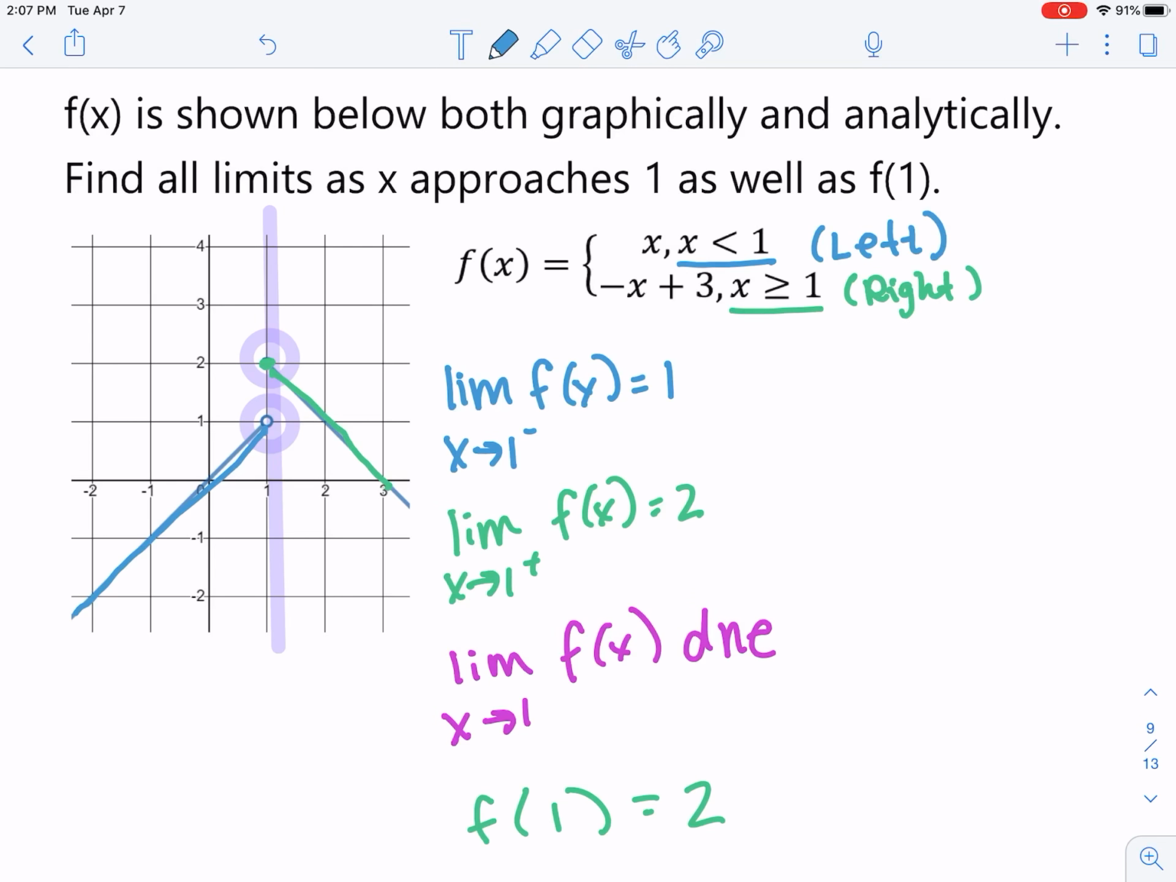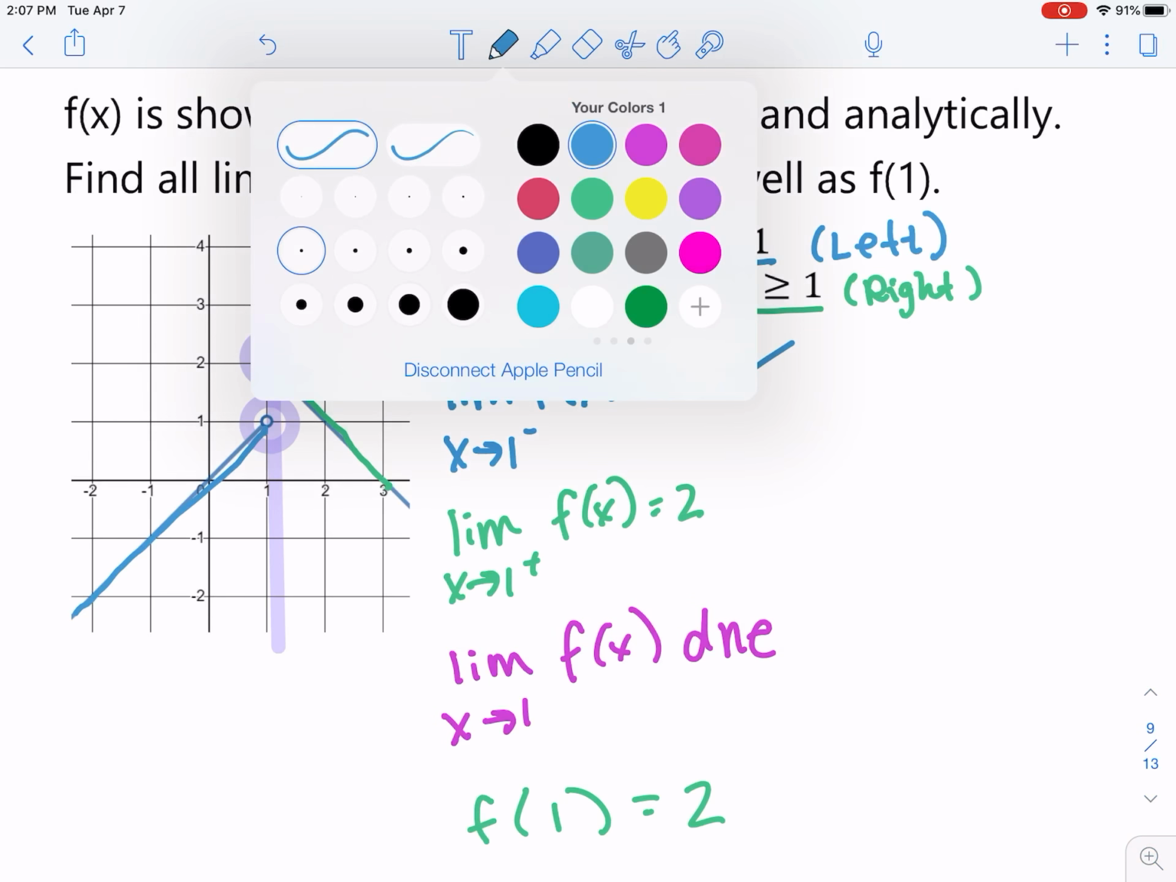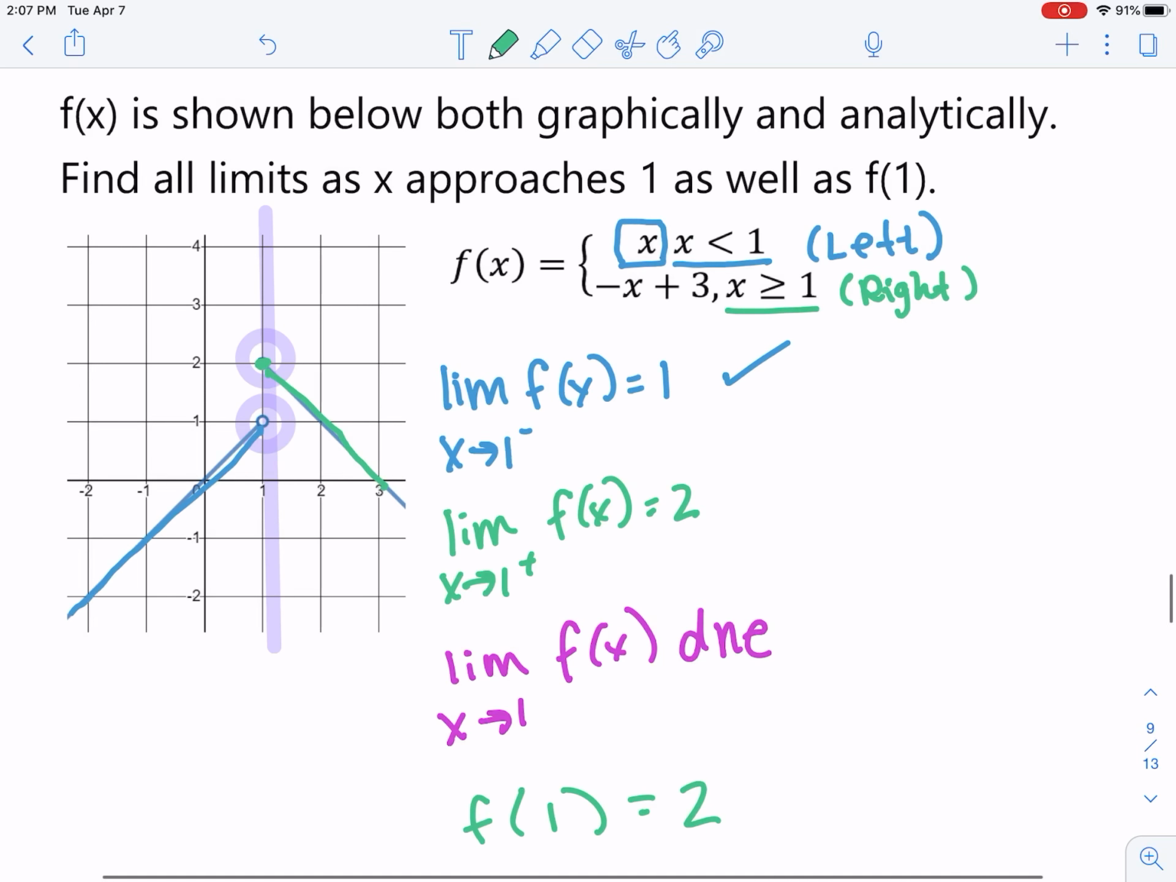Okay, so if I plug in 1 for x into this expression, it should give me my left limit, right? So when I plug in 1 for x, I just get 1, right? And that checks out. Okay, now let's go to the bottom expression, which was going to give me my right-hand limit. If you plug in 1 for x into that expression, you get negative 1 plus 3, which is indeed 2, right? And now that you've got your left and your right hand, and they're different, then it checks out that your full limit would not exist, correct?